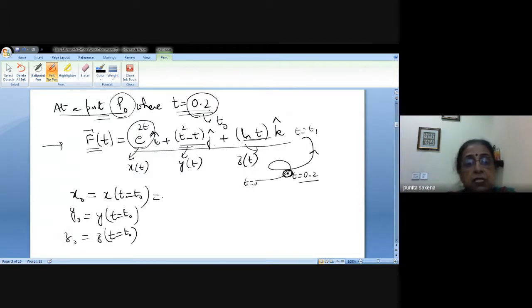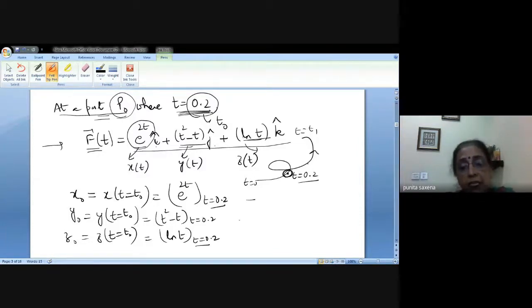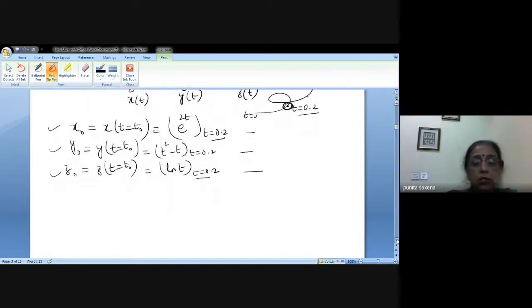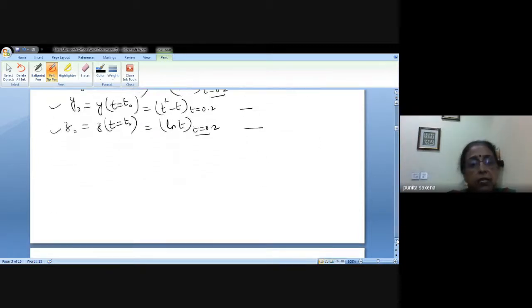So basically this is nothing but e to the power 2t when t is 0.2, because this is the specific point on which I have to find the things. Similarly, y naught is going to be t square minus t when t is 0.2, and z naught is going to be log t when t is 0.2. So they'll be my specific points. I can find the values, not a big deal. This will give me my x naught, y naught, and z naught. Finally, to write down the equation of the tangent vector, I need a, b, and c also, or the corresponding l, m, and n, whatever you want to call them. I'd rather call them a, b, and c.